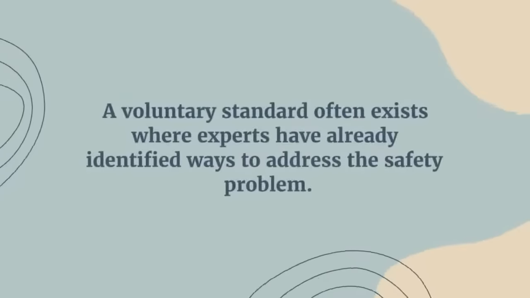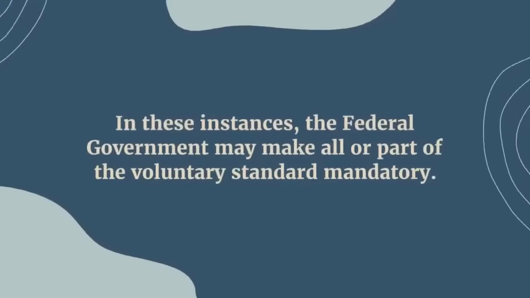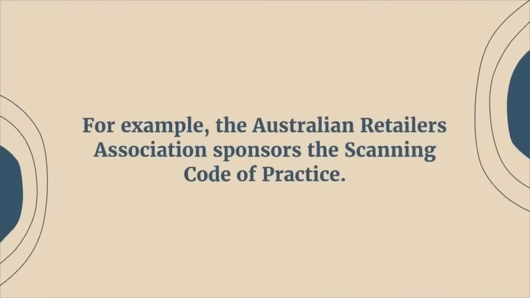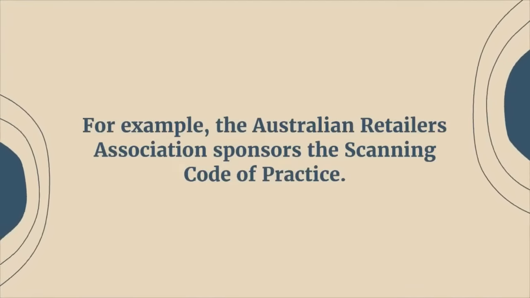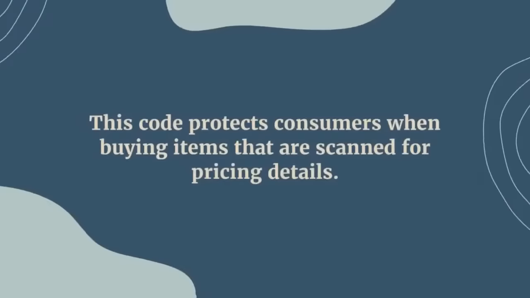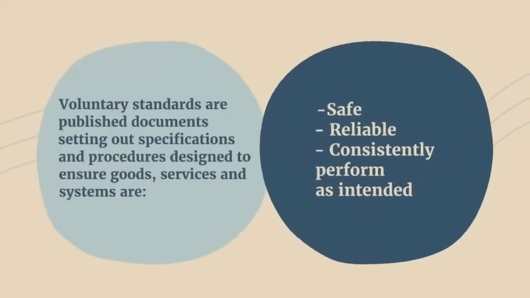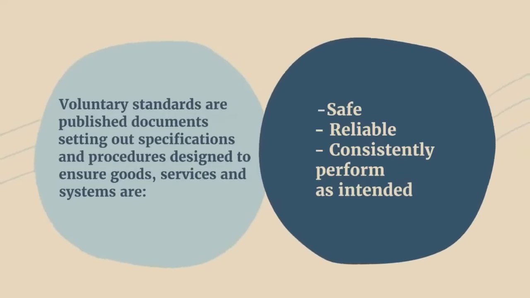A voluntary standard often exists where experts have already identified ways to address the safety problem. In these instances, the federal government may make all or part of the voluntary standard mandatory. For example, the Australian Retailers Association sponsors the Scanning Code of Practice. This code protects consumers when buying items that are scanned for pricing details. Voluntary standards are published documents setting out specifications and procedures designed to ensure goods, services, and systems are safe, reliable, and consistently perform as intended.